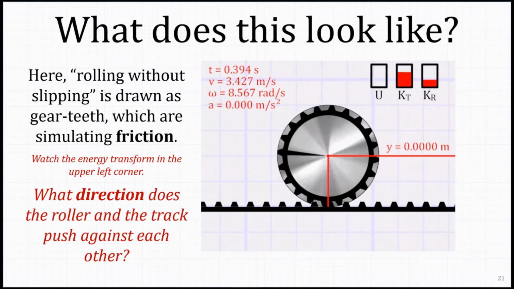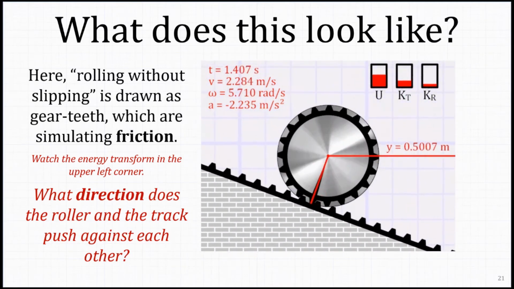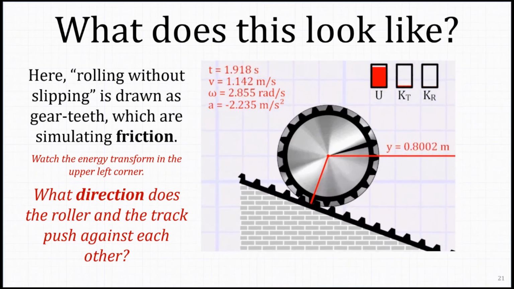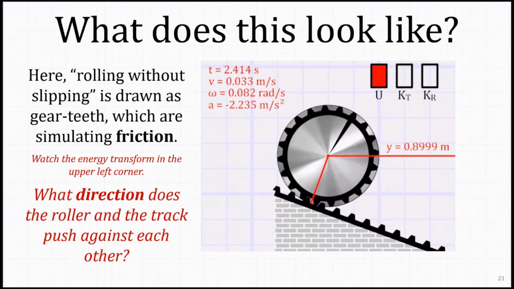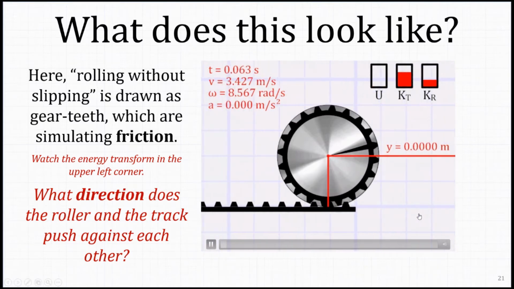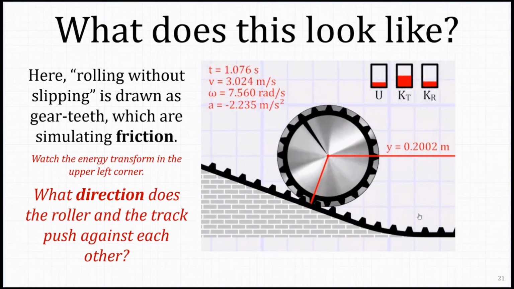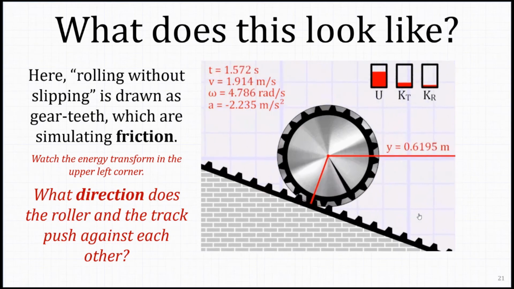So what does this look like? I've got a little animation here. Look in the upper right hand corner and see how the kinetic energies immediately transition over to the gravitational potential energy. Let me run that again and take a look at the gear teeth engaging. What direction does the roller and the track push against each other with?